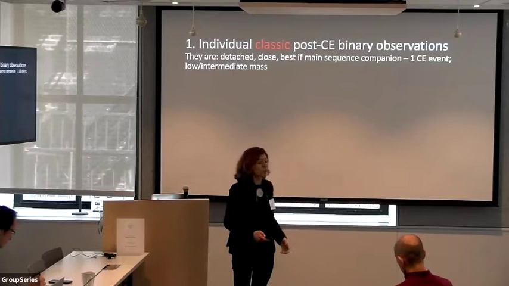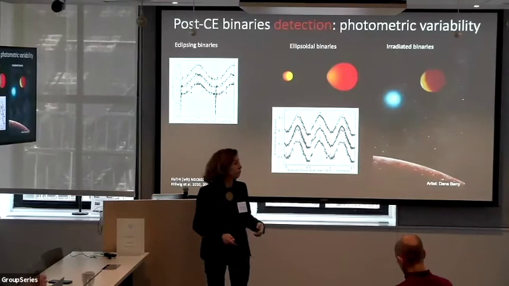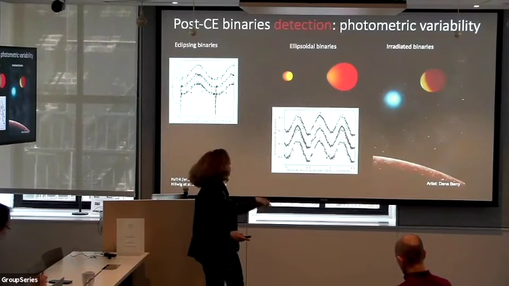So let's start with the longest part of the talk, which is this plentiful database of detached, close, single degenerates, which imply one common envelope event of low intermediate mass progenitors. So what do they look like and how do we find them? Usually we find them by photometric variability that is brought about by either eclipses, ellipsoidal variability, or irradiation.